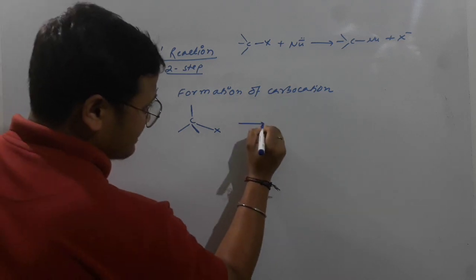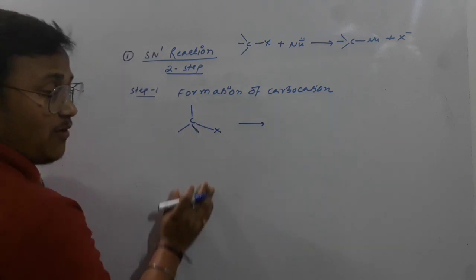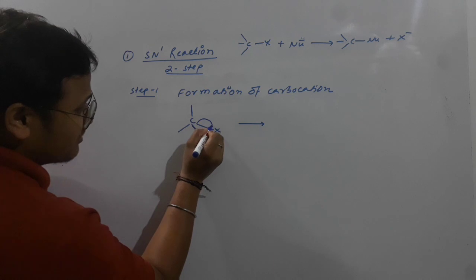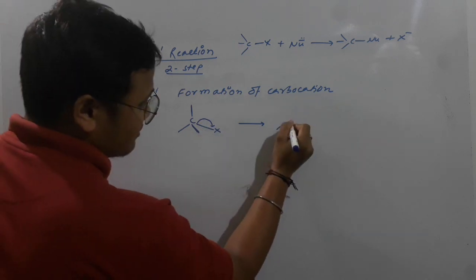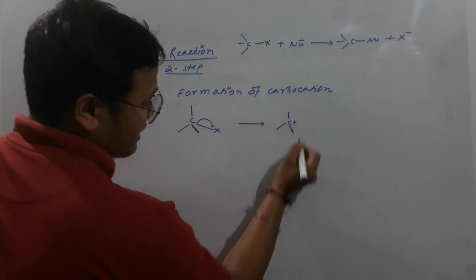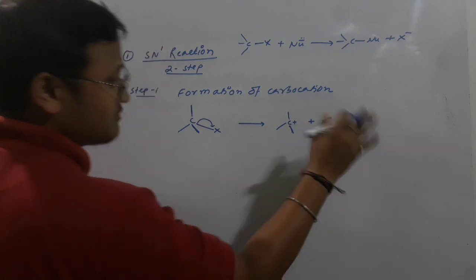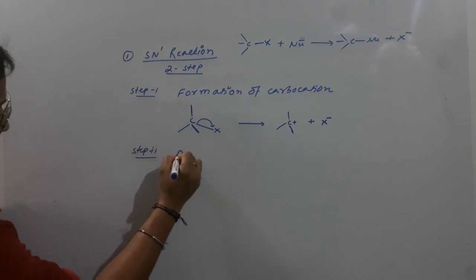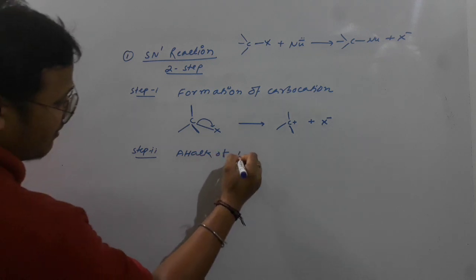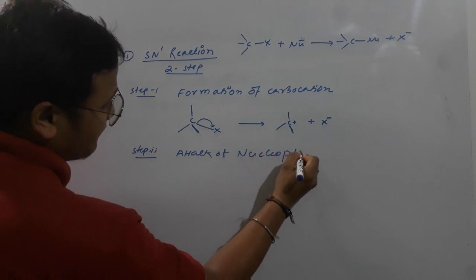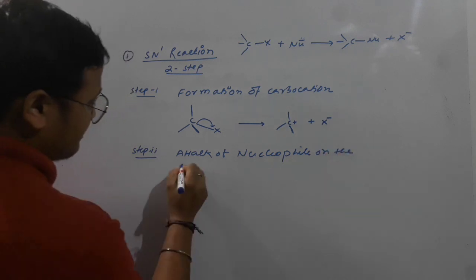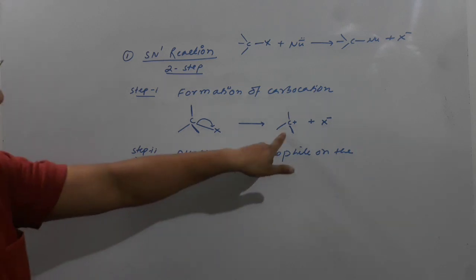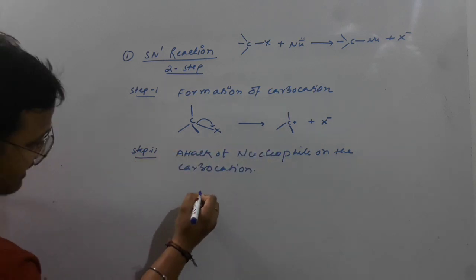Now initially what we know is that the carbon halogen bonds are polar in nature, right? Due to the difference in electronegativity, this electron will shift here. Once this electron shifts here, this carbon will be positively charged and the halogen will be removed from there. And in step 2, what happens? Attack of nucleophile on the carbocation. Whatever carbocation was formed in the first step, we have to write that carbocation.